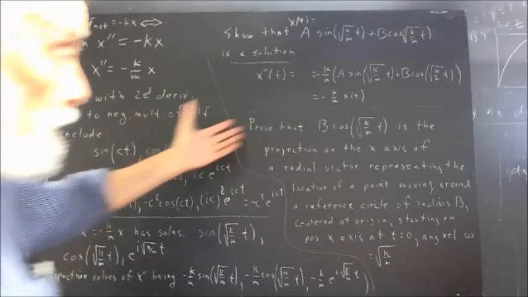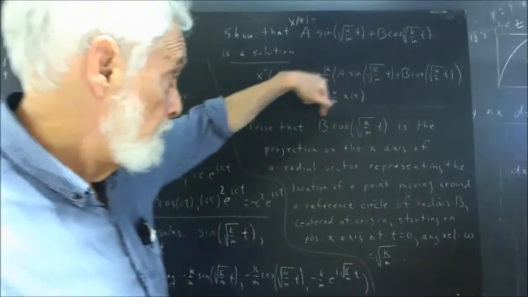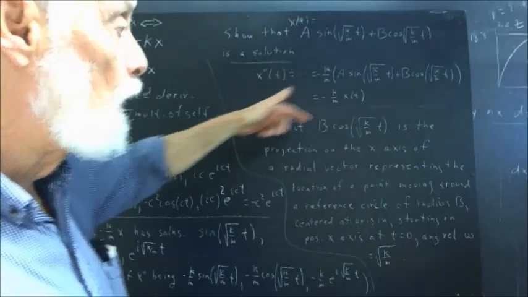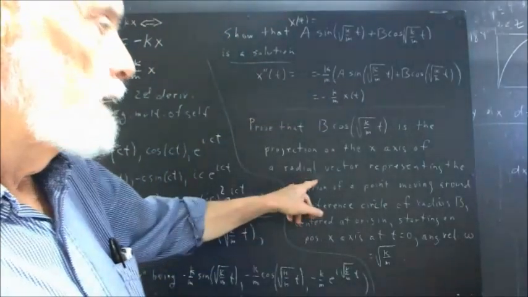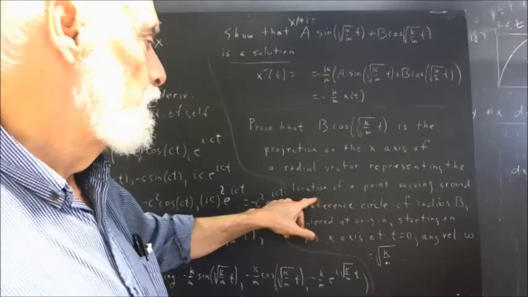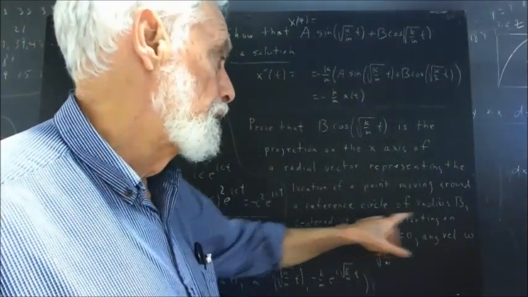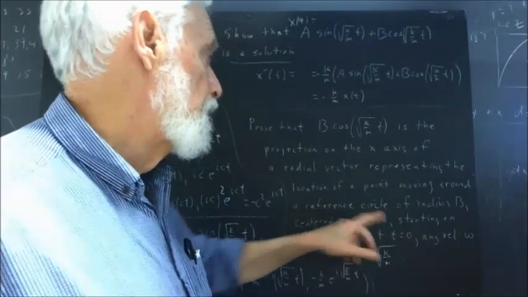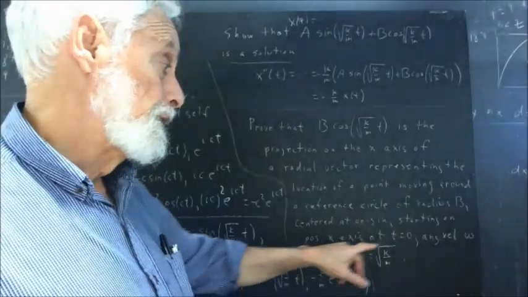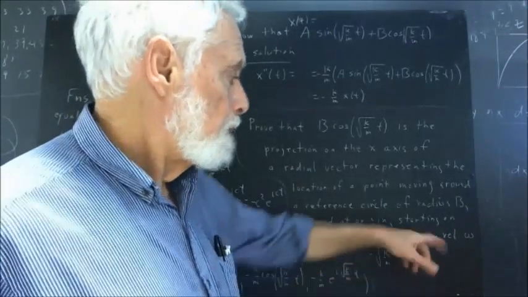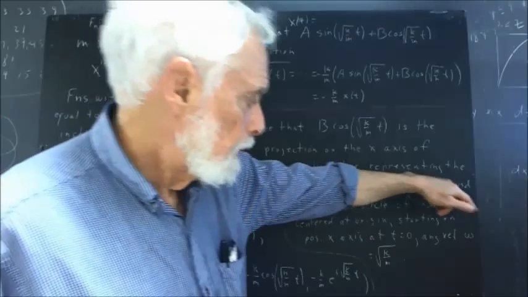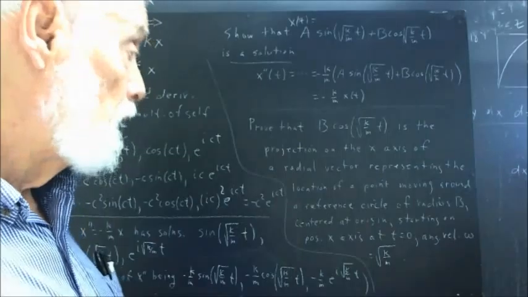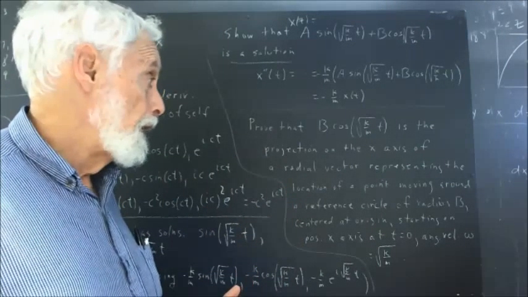Next, we want to prove that this part of the equation, b cosine of square root of k over m times t, is the projection on the x-axis of a radial vector representing the location of a point moving around a reference circle of radius b centered at the origin, starting on the positive x-axis when t equals 0, and the point moving around with angular velocity omega equals square root of k over m. Now, you might want to digest that, but you should stop and do that.